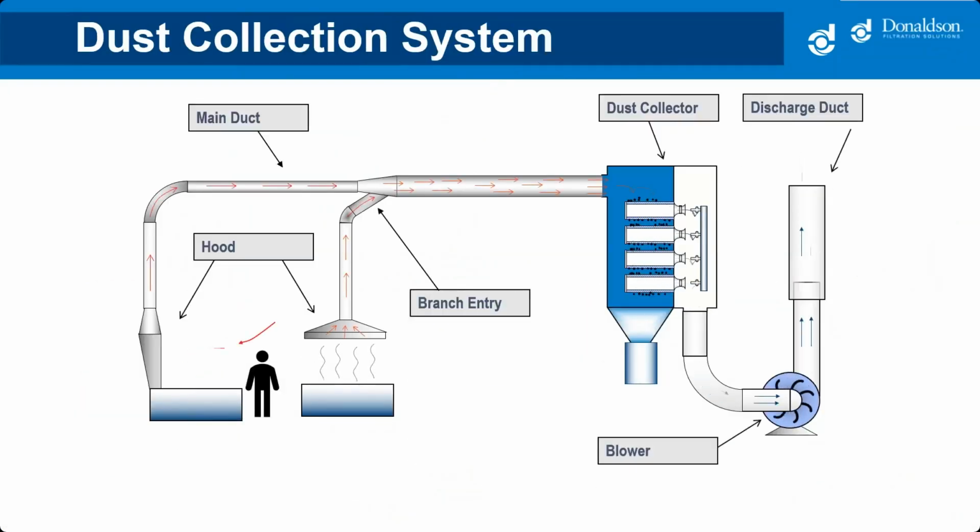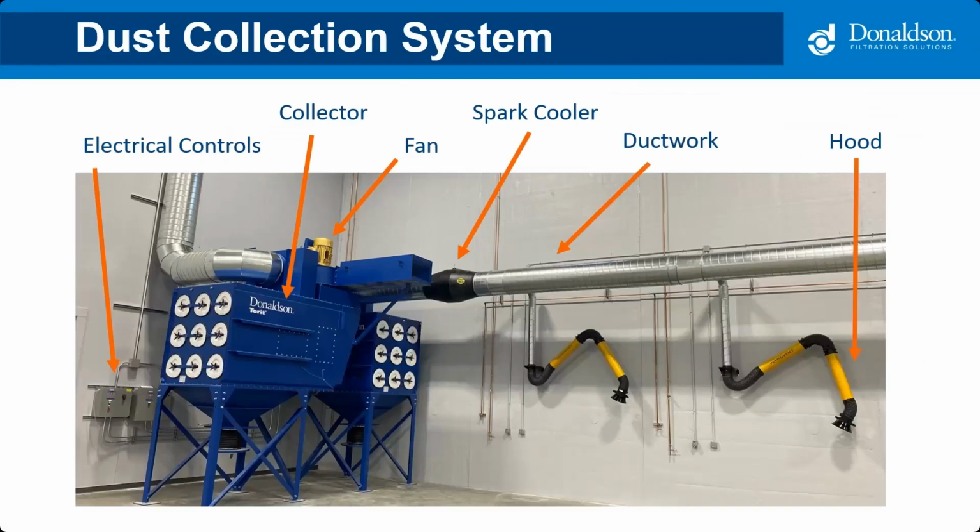Here's a diagram of a typical dust collection system. A blower or fan creates an airflow which is used to capture dirty air with a hood and then convey the material through a series of ducts to a dust collector. Here the contaminant is separated out and the clean air passes through the filter media to the fan where it is discharged to the atmosphere. If one component is poorly designed, the whole system is affected.